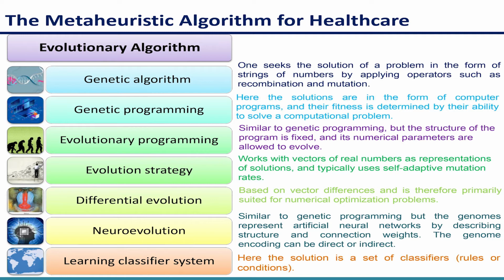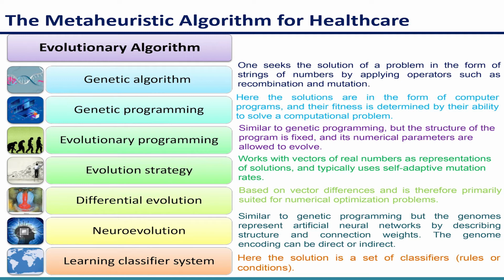A genetic algorithm seeks the solution of a problem in the form of strings of numbers by applying operators such as recombination and mutation. So whenever we talk about genetic or mutation or combination things, this type of evolutionary algorithm can be used. It is beneficial for solving recombination and mutation problems. Next we have genetic programming.